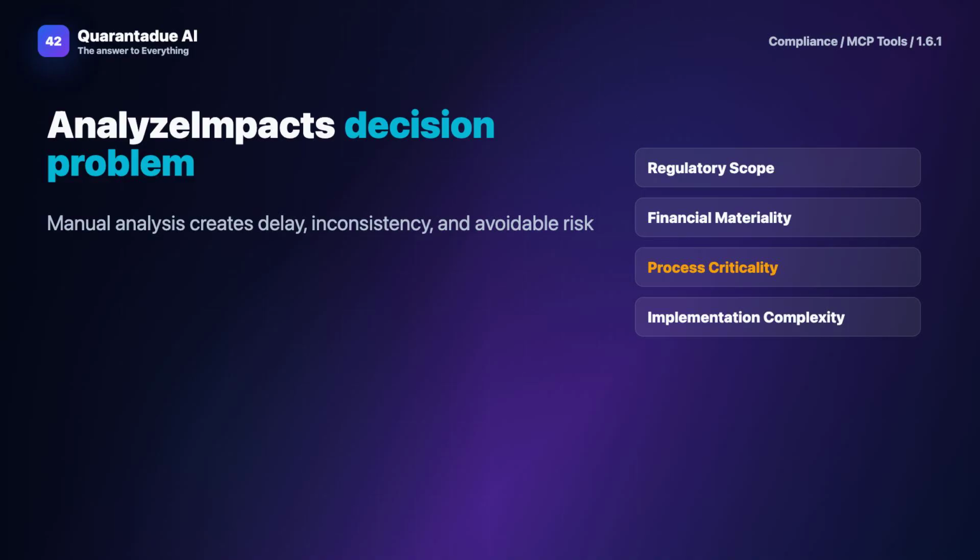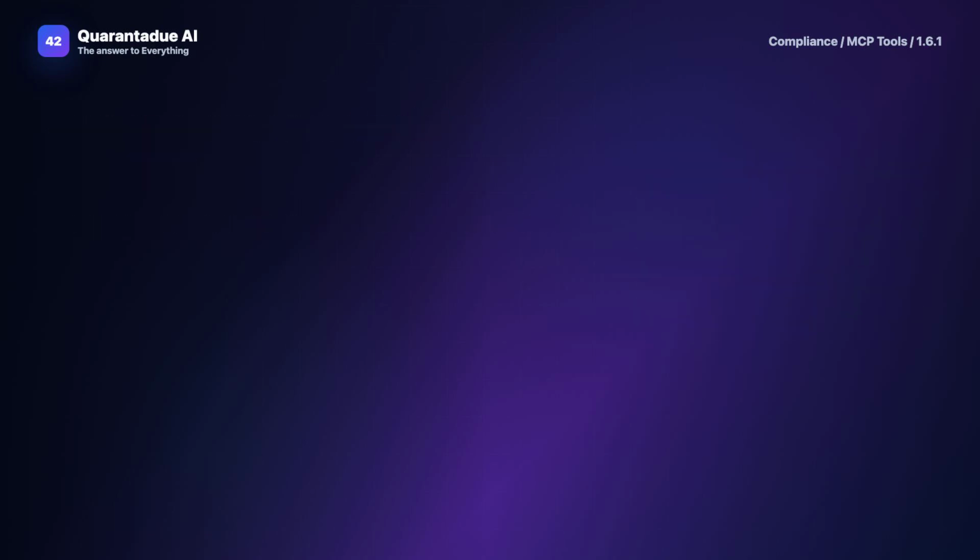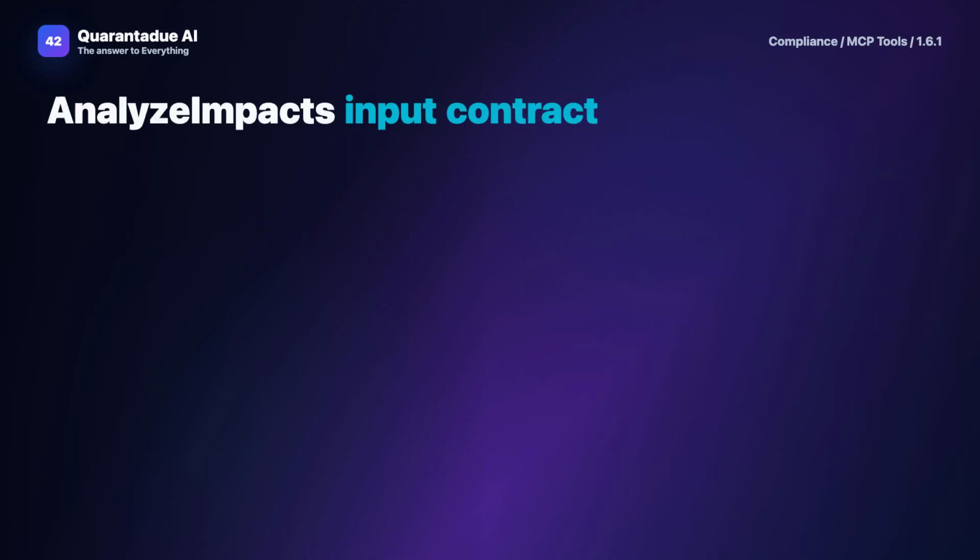Analyze Impacts starts with a defined input contract. Typical inputs include regulatory scope, financial materiality, process criticality, implementation complexity, and existing control coverage. Keeping these fields explicit reduces ambiguity and makes every run easier to audit.